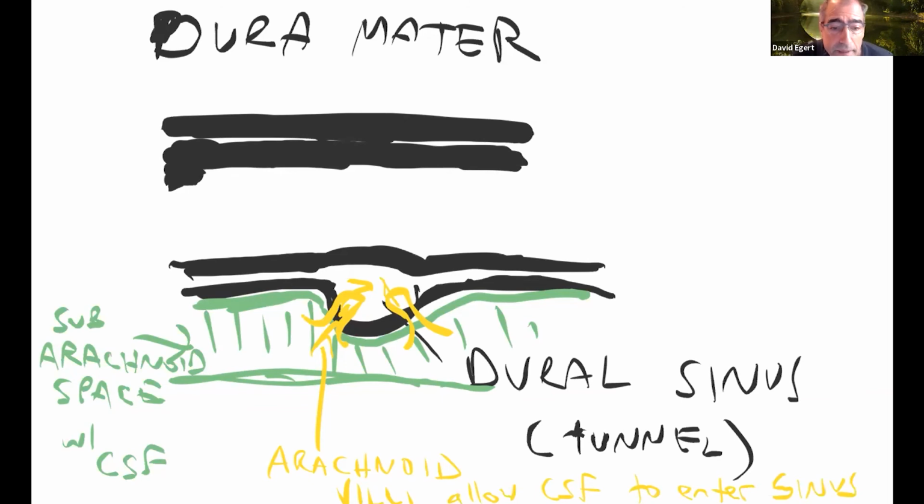So this is going to be another part of the CSF circulation. Remember I talked about the CSF inside the subarachnoid space kind of floating the brain, but now it's going to drain from that subarachnoid space into these dural sinuses. And these dural sinuses all ultimately drain into your venous circulation. These all drain into the jugular vein.